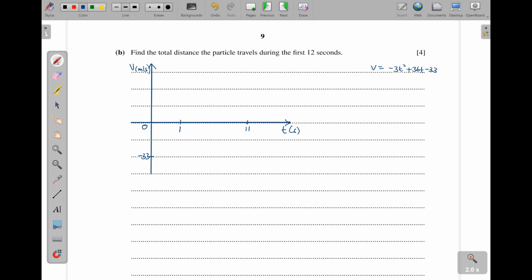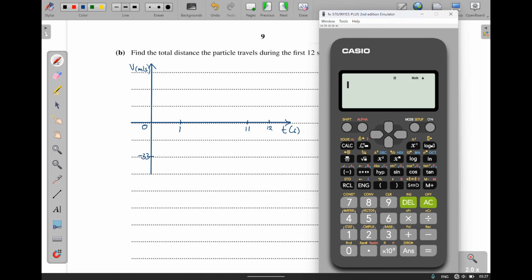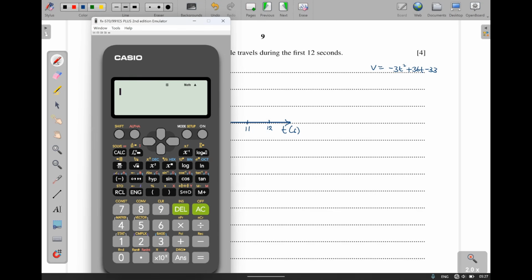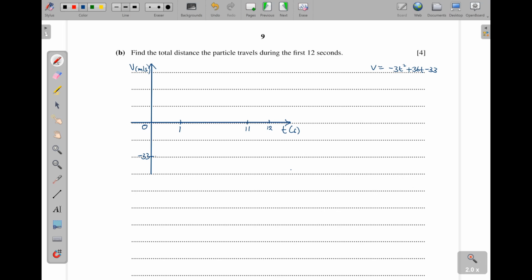Now we need to find when t is 12. What is the velocity? Okay. When t is 12, so negative 3, then put in 12 squared, then plus 36, then put 12, then minus 33. It gives us negative 33. So it is on the same line with this one here. So I'm going to sketch this one.